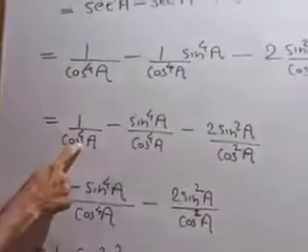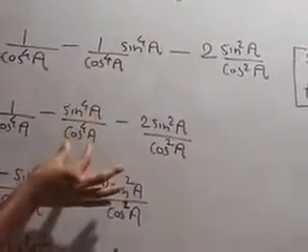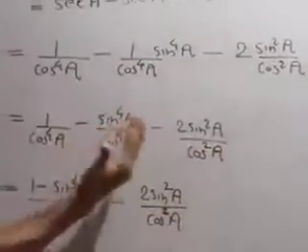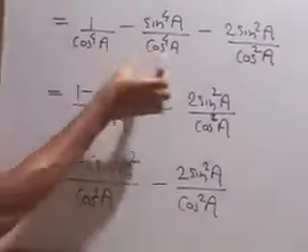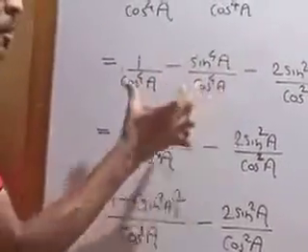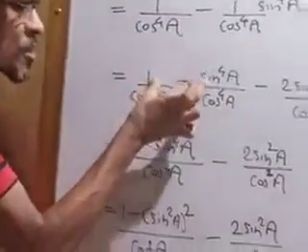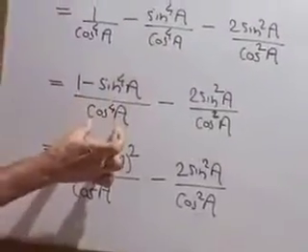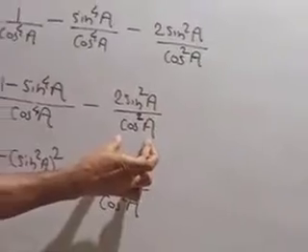1 upon cos raised to 4A, minus sin raised to 4A upon cos raised to 4A, minus 2 sin square A upon cos square A. These two terms have the same denominator, cos raised to 4A. So first we can solve these two terms. Denominator same, therefore subtraction of numerator: 1 minus sin raised to 4A upon cos raised to 4A, minus 2 sin square A upon cos square A.